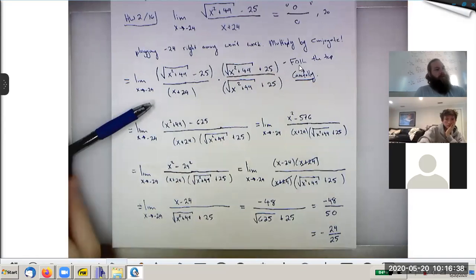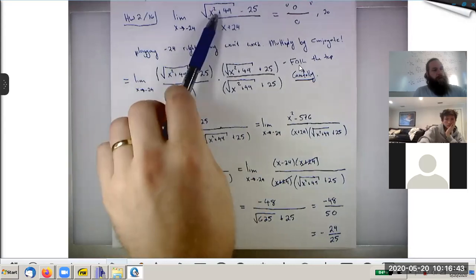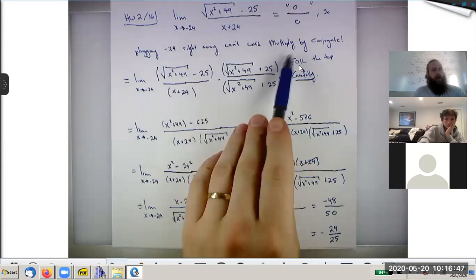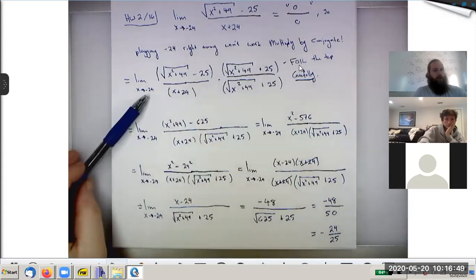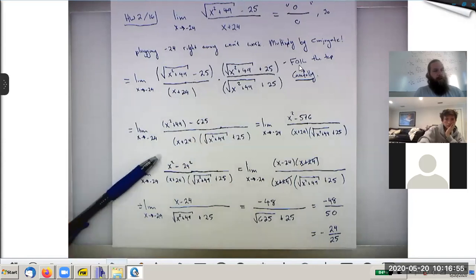So anytime I get a 0 over 0 out of an expression that looks like this, or square root of some variable stuff plus or minus some constant, that's a good hint to try multiplying by the conjugate. So that's what we're doing in this step. Any questions about how we get to here from the previous step, the foiling? Is anybody getting anything different or seeing anything that worries them?